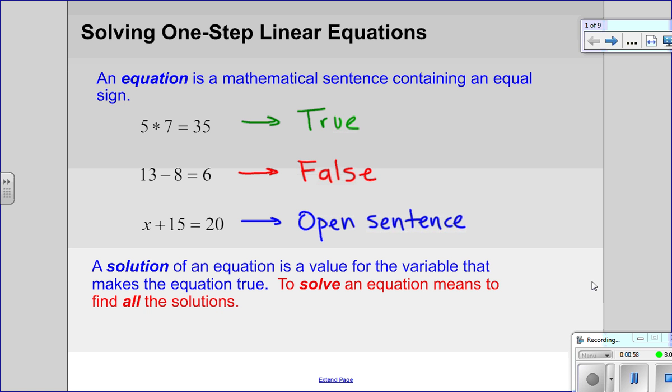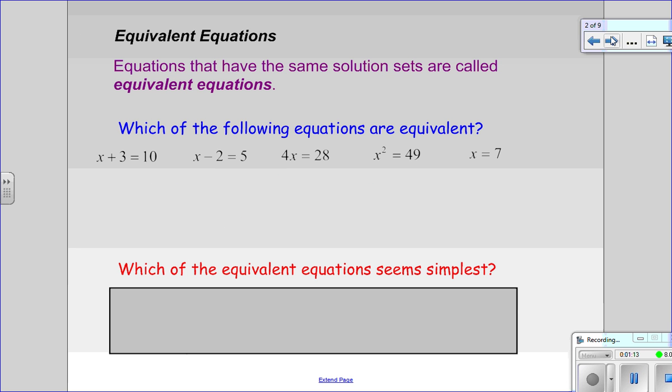A solution of an equation is a value for the variable that makes the equation true. And to solve an equation simply means to find all of the solutions. Equations that have the same solution sets are called equivalent equations. Take a look at the 5 examples on the board. Which of the following equations are equivalent?